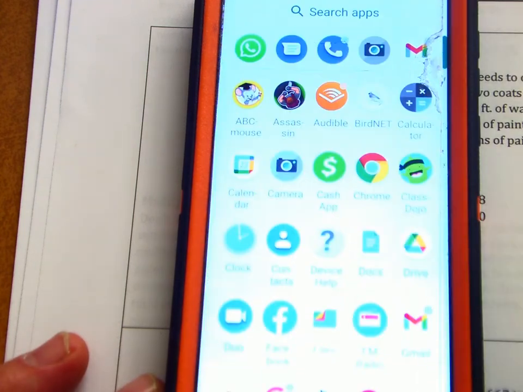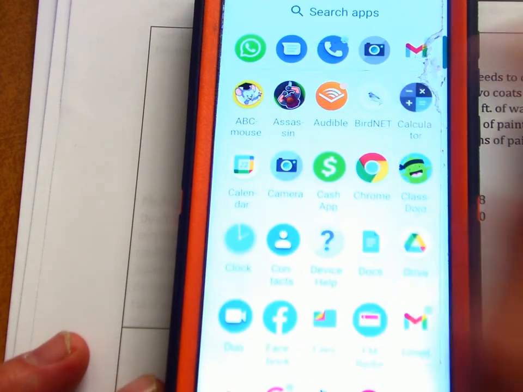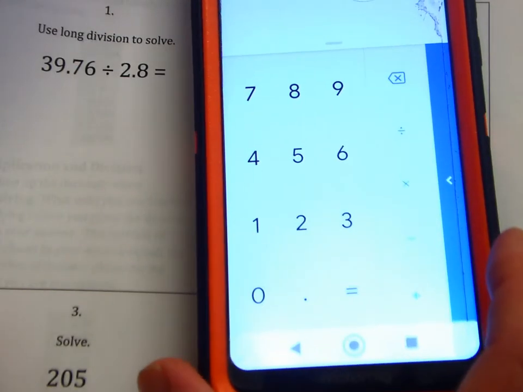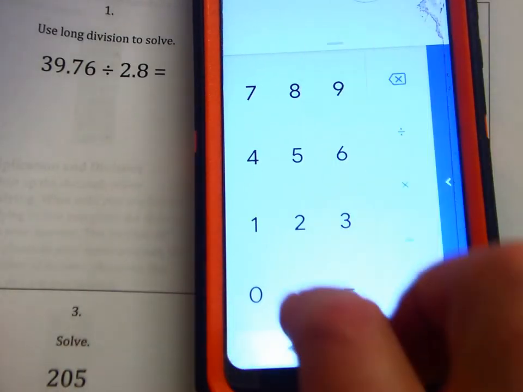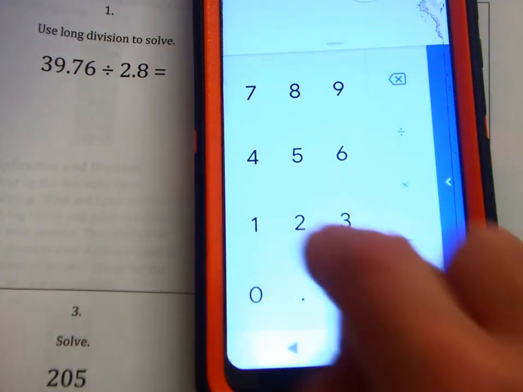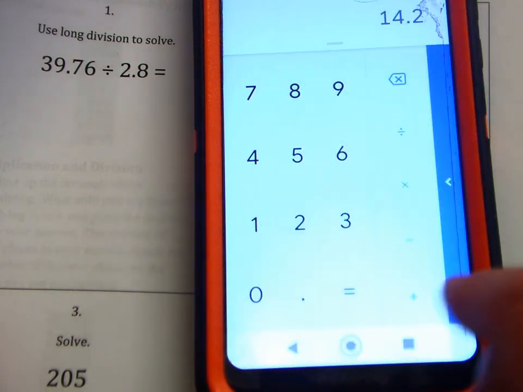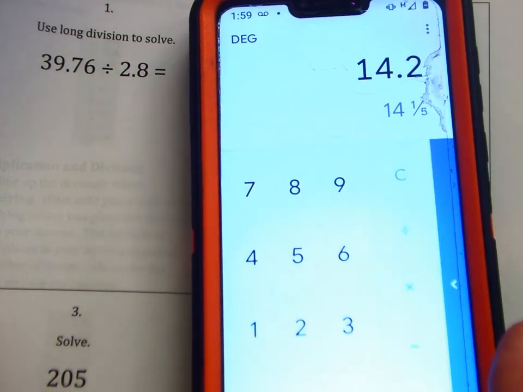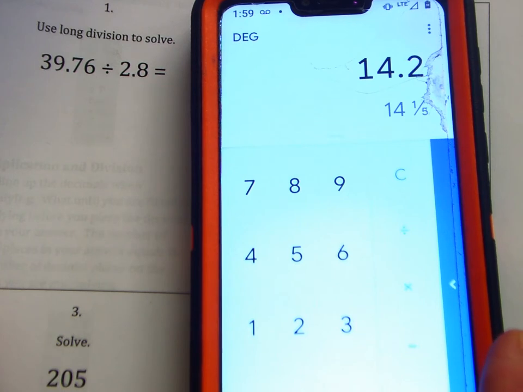Okay, here's my phone I'm going to use. And I'm going to go to calculator. There's my calculator. Now, what does it say? 39.76 divided by 2.8 equals 14.2. And here's the fraction, 14 and 1/5. Hope you can see it. 14.2, 14 and 1/5. Okay. Simple enough using your calculator.